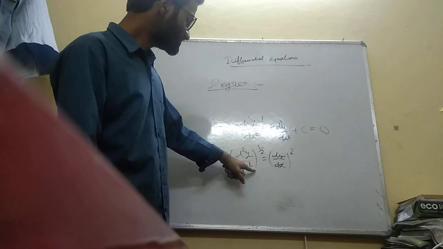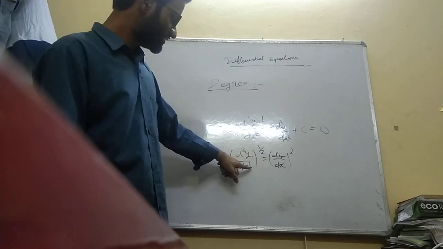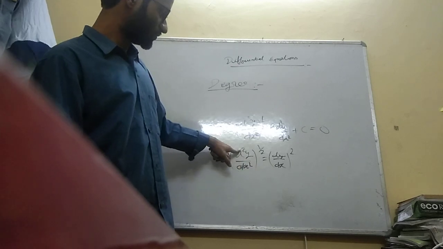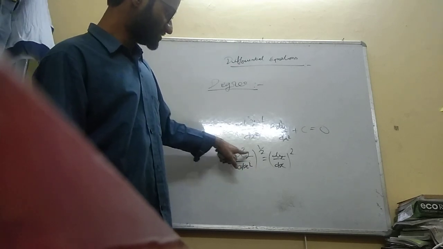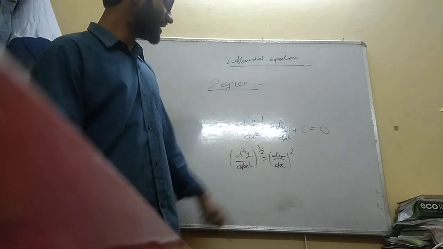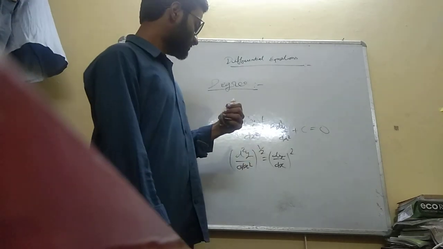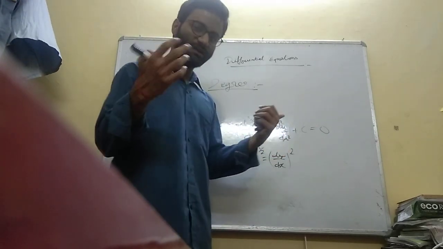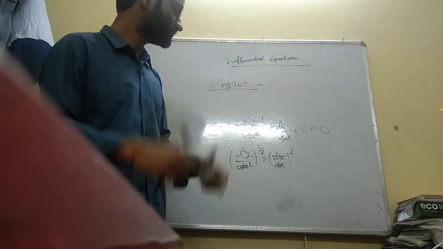Write an example. Let's discuss this one. What is the highest order in this case? 2. And what is the power? The power is 1 by 2. And I have told you in the definition that the power and highest order derivative must be integers. If it is not, then we have to make it an integer.